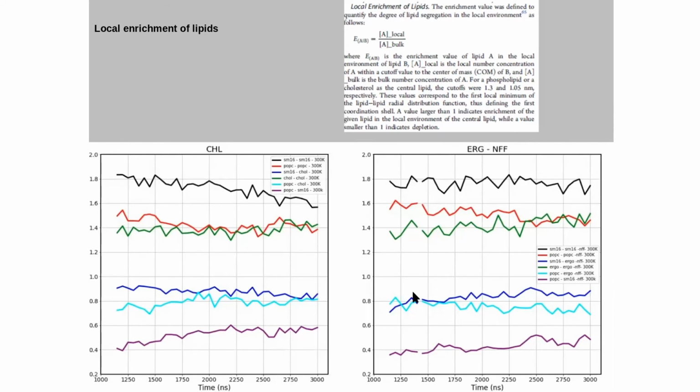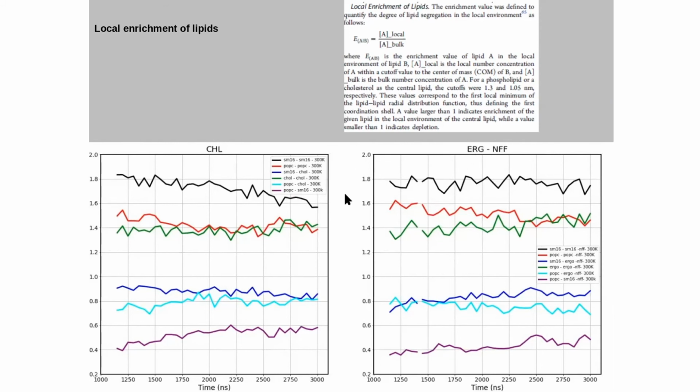Obviously, you would like to have, instead of 3 microseconds, 30 microseconds, to see if this remains like that. That's one of the big problems of the simulation. You don't really know if you are already in equilibrium, okay? But you start seeing the difference here. You say, oh, the sphingomyelin domain is not so stable in cholesterol as it is in ergosterol.